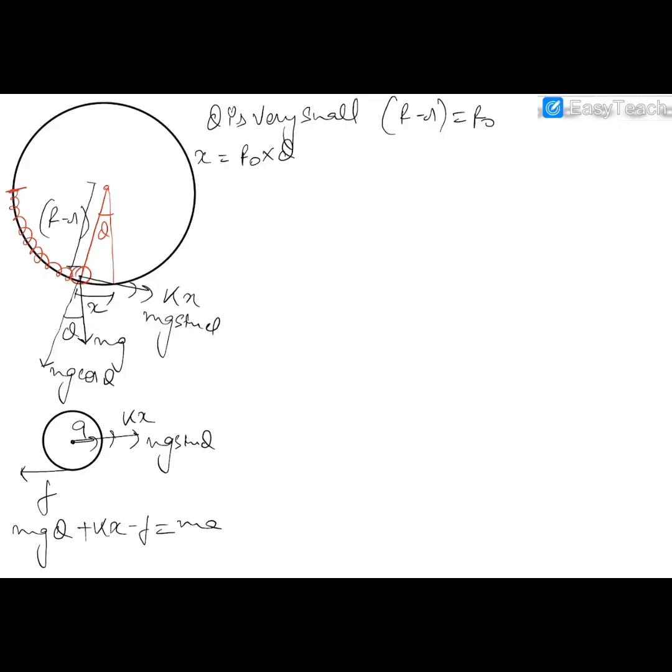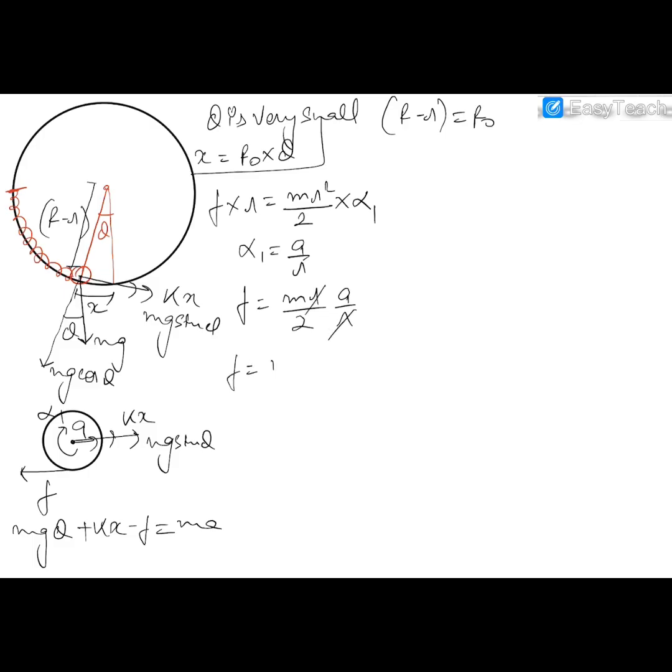This is the first equation, and the equation of torque can be written as F into r is equal to m r square by 2 into alpha. Now let us suppose that alpha 1 is the angular acceleration of the disc about its center. So alpha 1 will be equal to a by r. So F will be equal to m r by 2 into a by r. Cancelling r with r, F will be equal to m a by 2.